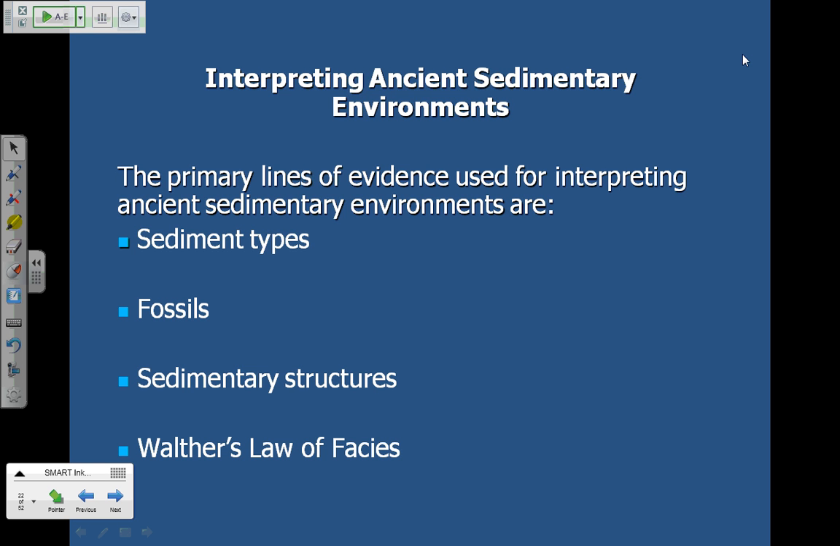But what we do is we look at the modern world. We look at animal species today and we see how similar they are to some of our fossils, and then we use that to interpret the environment. Okay, the other thing, we can use sedimentary structures. So if we had a crab fossil with symmetrical ripples in the same rock, what would that tell us?